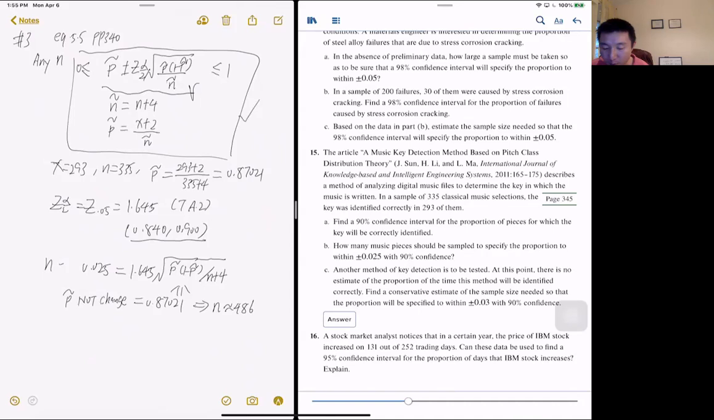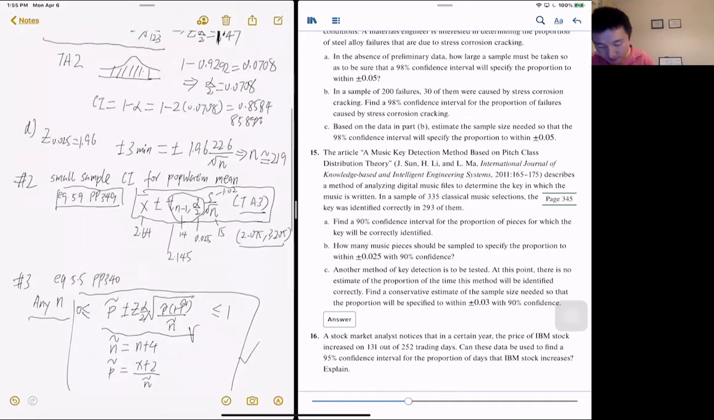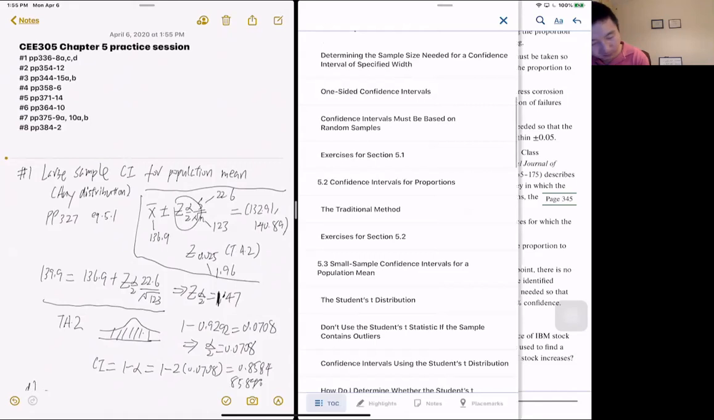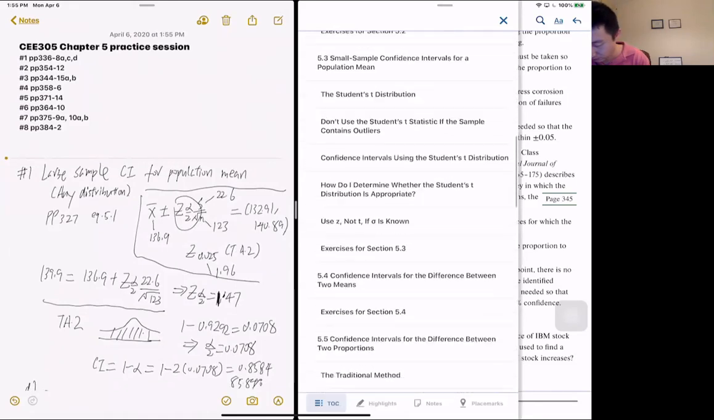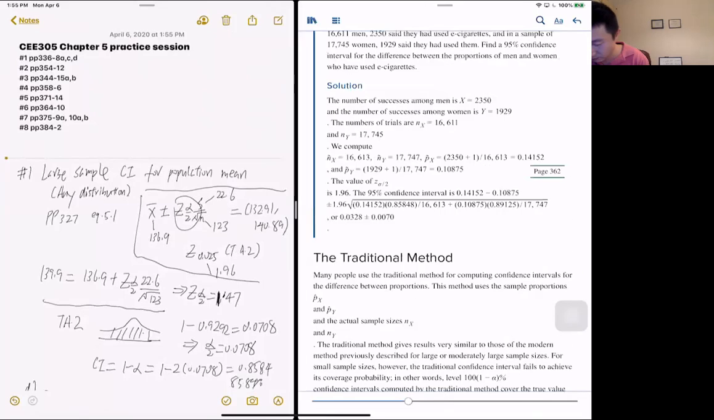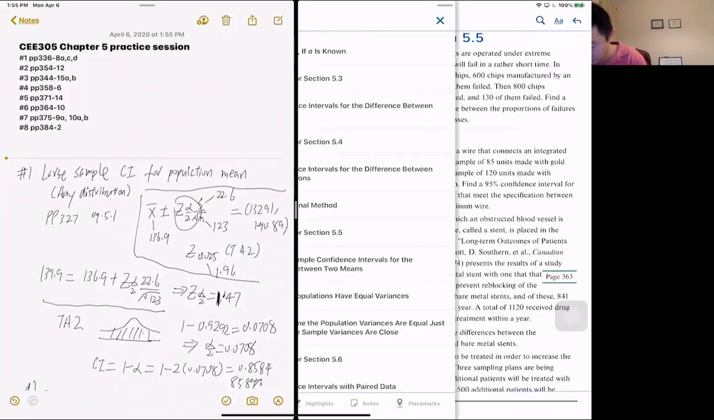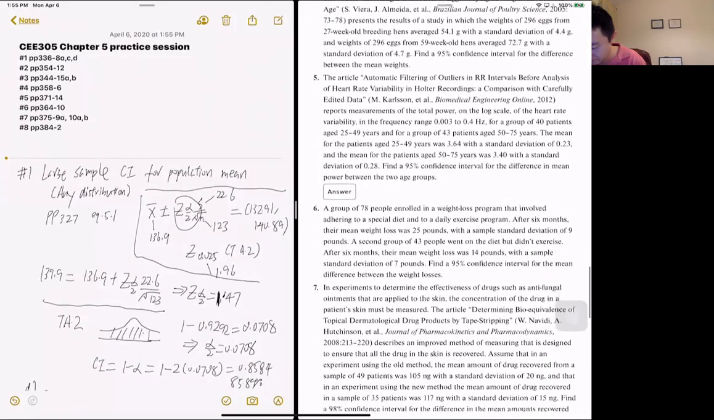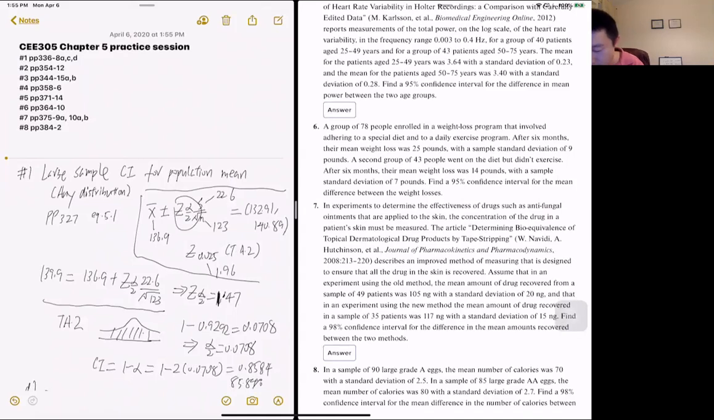Okay, all right. So the third question here is confidence interval for proportions. The sample size is any size. So that is question number 3. The next one is page 358. Okay, so this is the question.